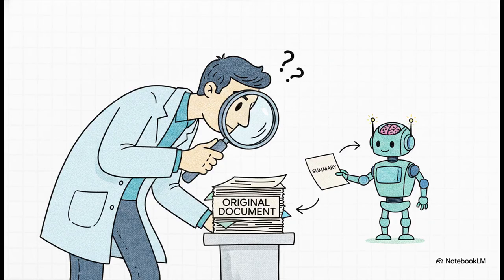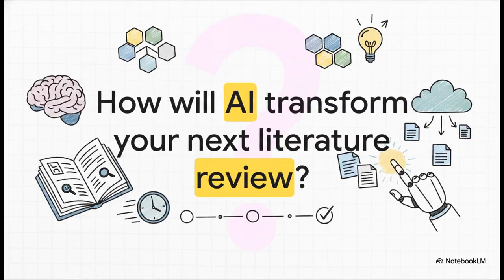You should always verify important information by checking the original document. Remember, while this tool makes your literature reviews much faster, human intellect and your own verification remain the ultimate authority. Think of the AI as your highly efficient research assistant, but you are always the lead researcher. Which brings us to a final thought to leave you with. How will AI transform your next literature review?